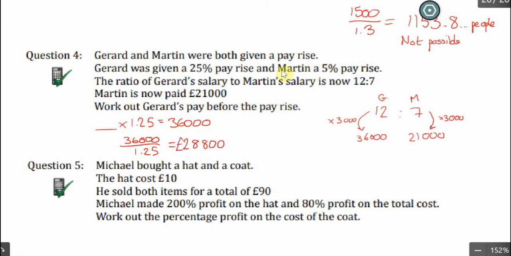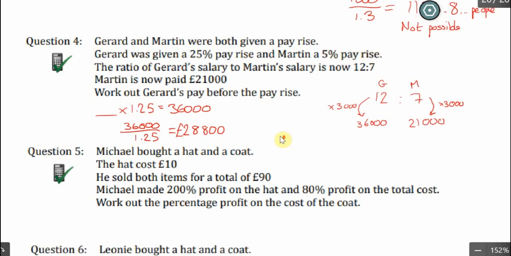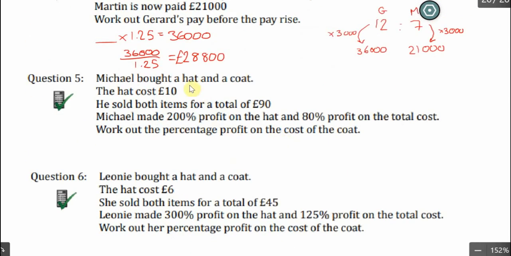I'm trying to work out whether we actually needed to know this information. Just check I've done it right. I don't think so. I don't think we needed to know this. Anyway. Number 5. Michael bought a hat and a coat. The hat cost £10. He sold both items for a total of £90. Michael made a 200% profit on the hat and an 80% profit on the total cost. Work out the percentage profit on the cost of the coat.